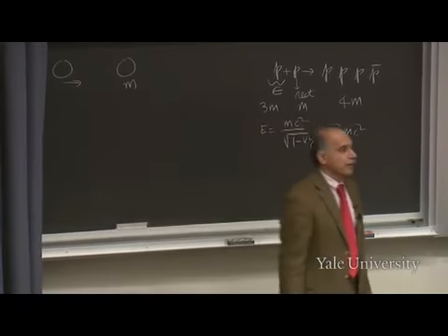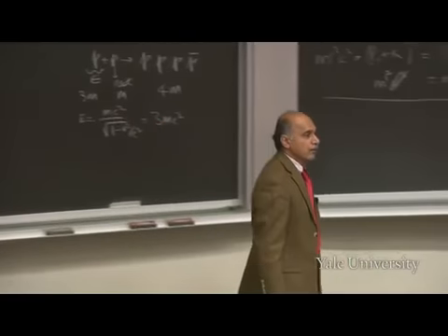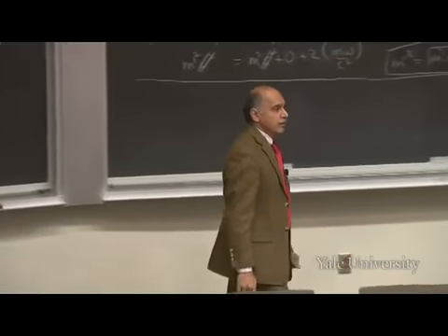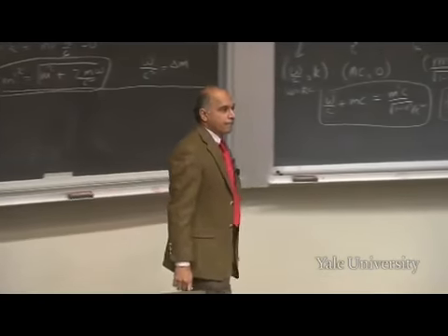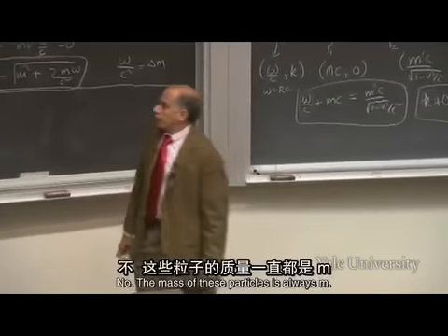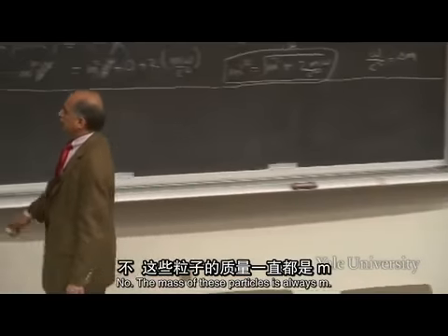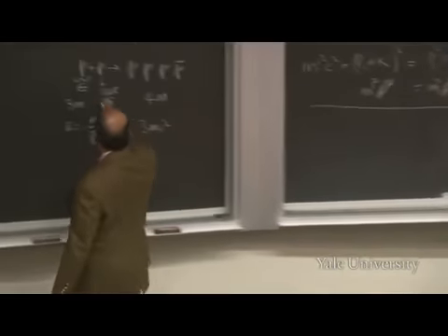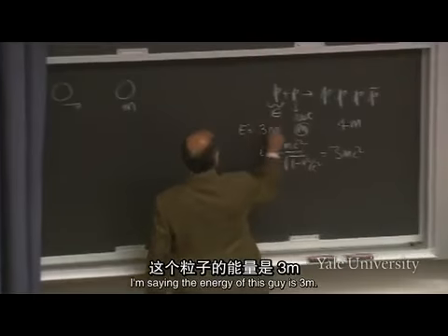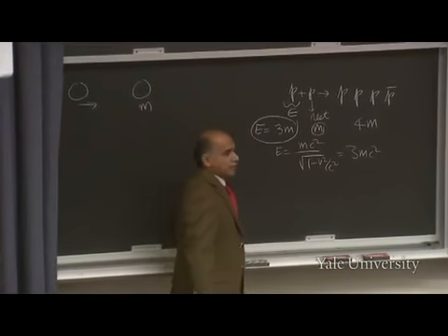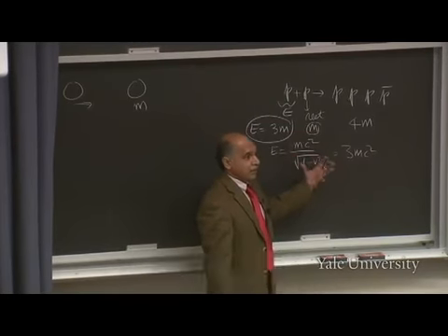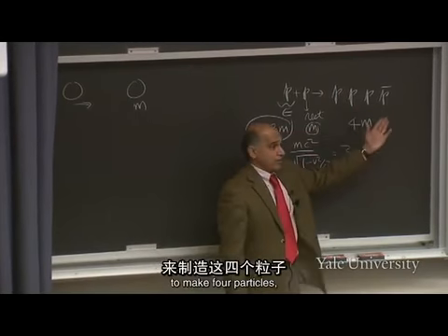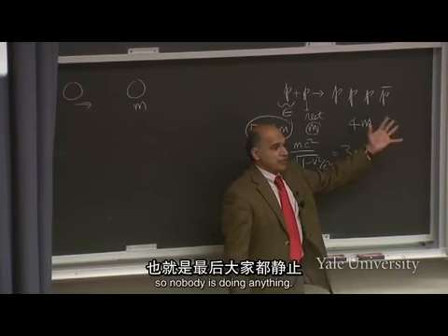Yep? Why do we say that the proton on the right that's coming in is m, and then we define the other one is 3m? No, no, no. The mass of these particles is always m. I'm saying the energy of this guy is 3m. Okay. Yes, if this is 3m, and that guy brings an m just by sitting there, and we need 4m to make 4 particles. And we want the cheapest deal, so nobody's doing anything.